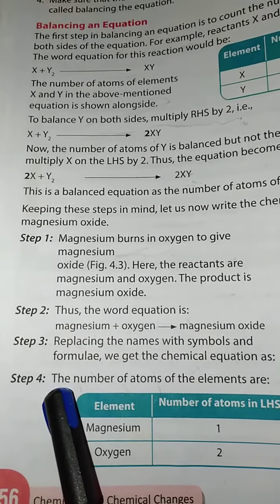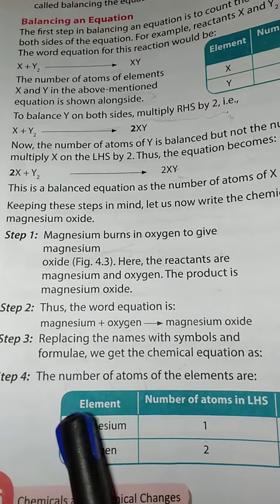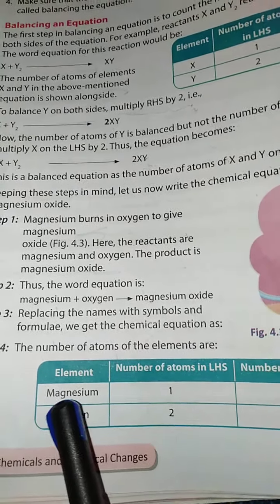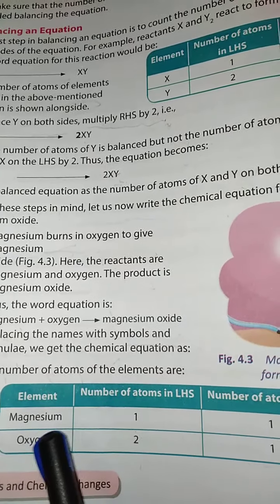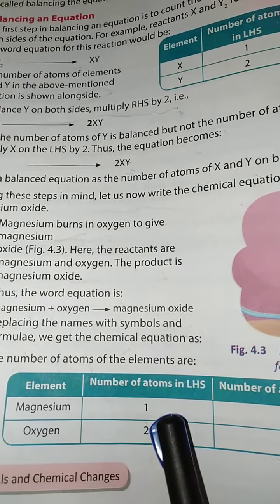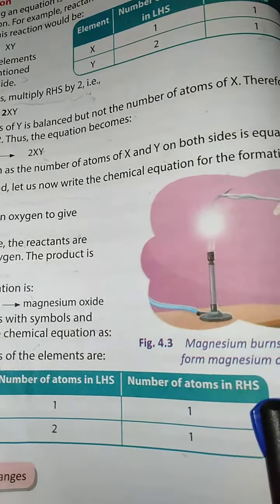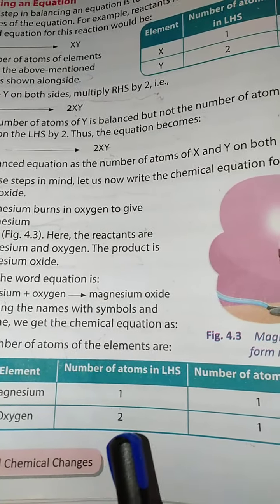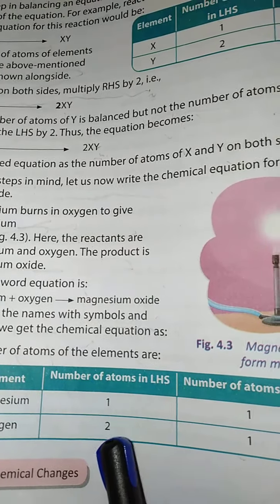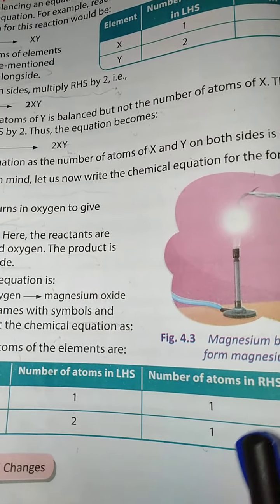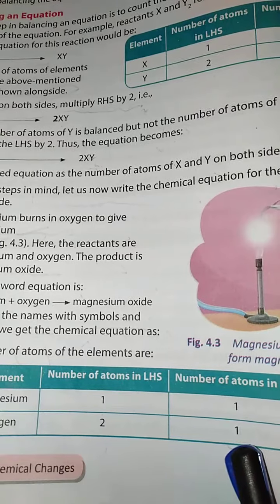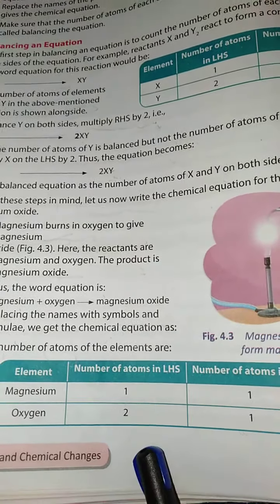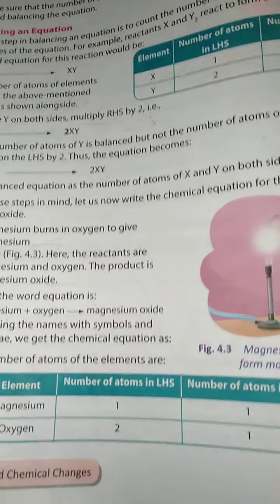Thus in the fourth step, we count the number of atoms of the elements. For magnesium, the number of atoms on the left hand side is 1 and on the right hand side is 1. But for oxygen, the left hand side has 2 atoms, while on the right hand side it is 1. So these are the numbers of atoms present in the equation that we have to write like this.